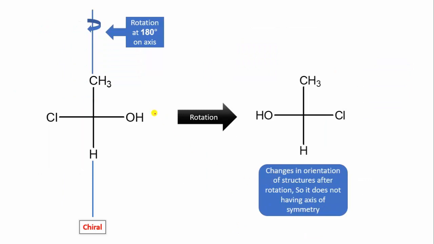If we take this example and rotate it by 180 degrees, this OH group is transferred to this position and this Cl group is transferred to this position. So it becomes like this compound after rotation. So there is a change in orientation of structures after rotation. So it does not have an axis of symmetry. So it is a chiral compound. You can say it is asymmetric.